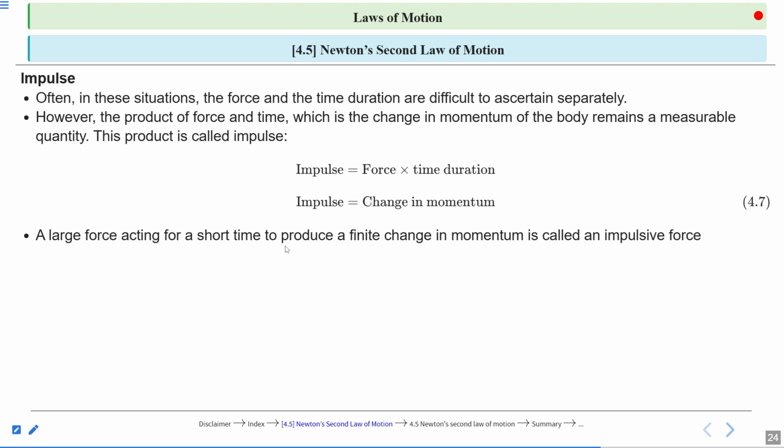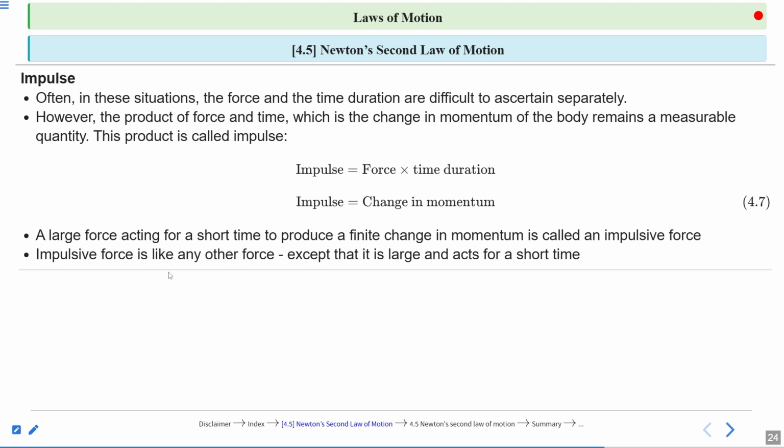Clear? Impulsive force is like any other force except that it is large and acts for a short time. So simply we can say impulsive force acts for a short time. The time interval is very short, or we can say very small. Delta t approaches 0. Time interval should be very small if we talk about the impulsive force. Got it?